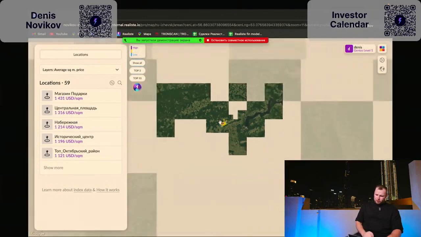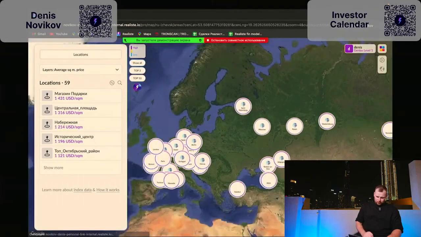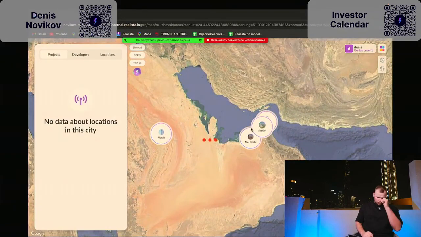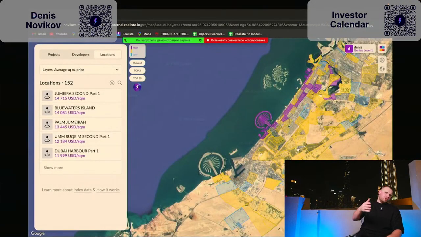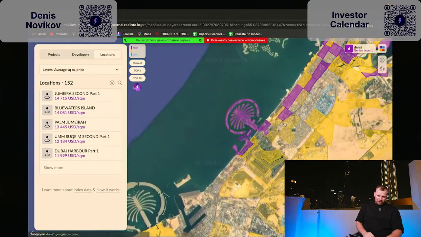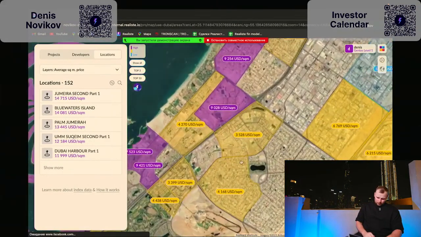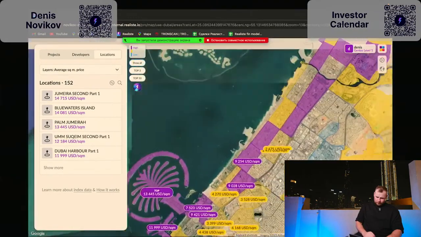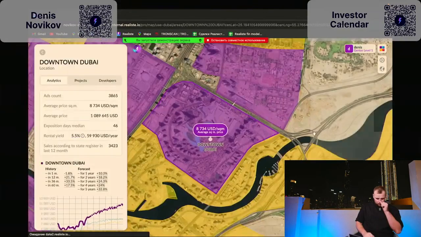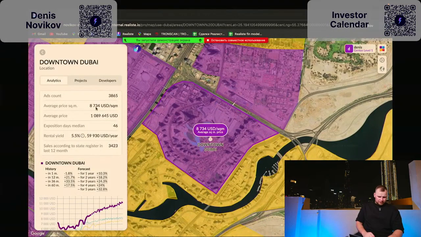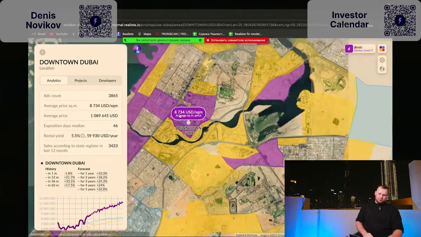I'm going to show you on our map. Dubai. Here, just a second. Okay, let's compare downtown Dubai to downtown Berlin to downtown Frankfurt, and let's see what the prices are, how the prices are different. Downtown Dubai, the average price is 8,700 US dollars per square meter.